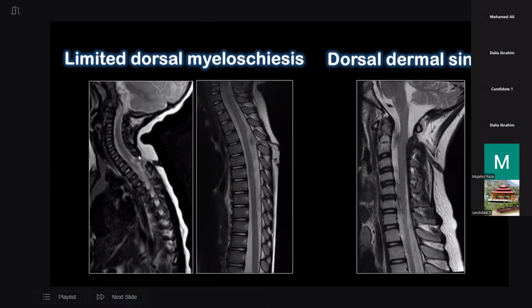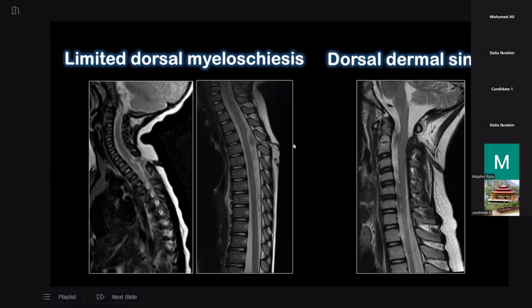While the two other cases are usually termed dermal sinus, actually this is not right. Those are extremely rare forms of spinal dysraphism. We call this limited dorsal myeloschisis. Limited dorsal myeloschisis is an extremely rare form of spinal dysraphism. It is very similar to dermal sinus tract.